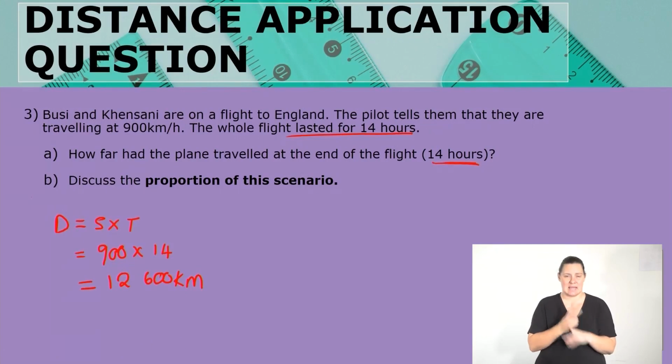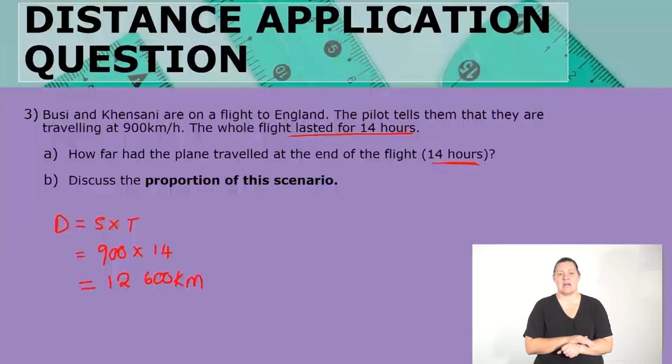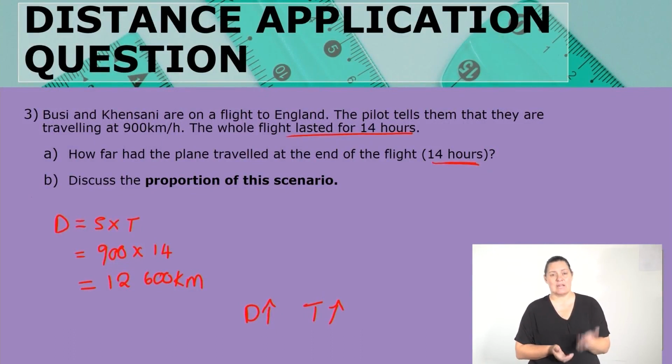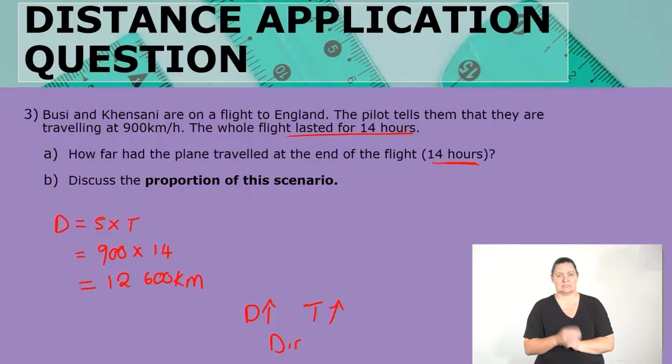So now let's discuss again the proportion of this scenario. So looking at the proportion, we are going to look at the distance. The first distance that was covered was 4,500 kilometers. But now we have covered a distance of 12,600 kilometers. Because our distance has increased, what else increased? Initially we were dealing with 5 hours. Now we are dealing with 14 hours. So the time has also increased. An increase in time means an increase in distance because we are still working with the same speed. An increase in distance, an increase in time. This means that they are directly proportional.